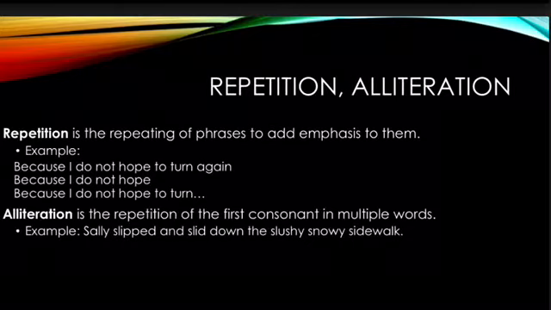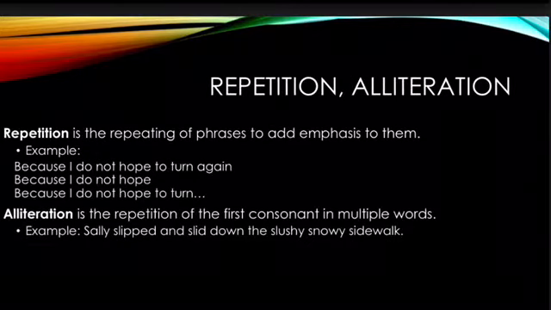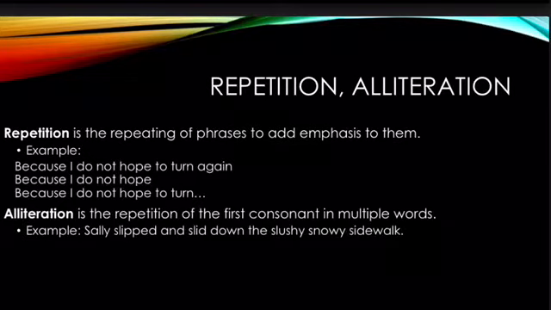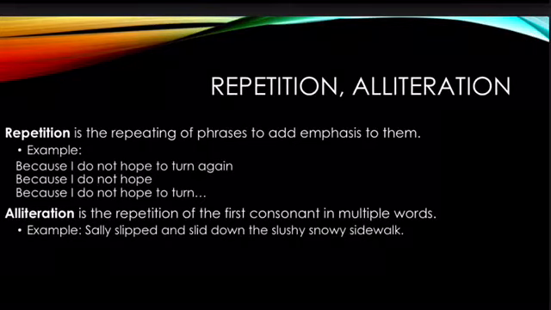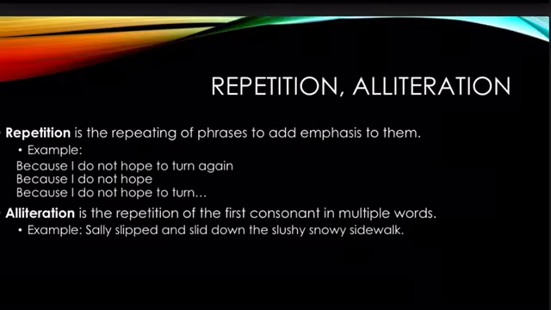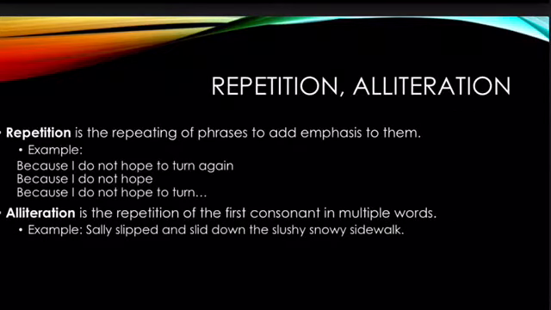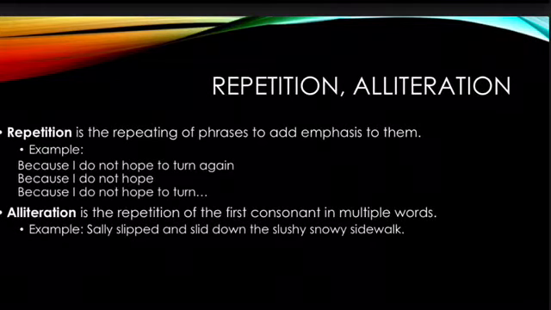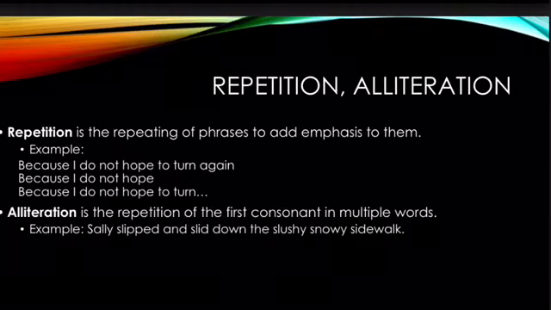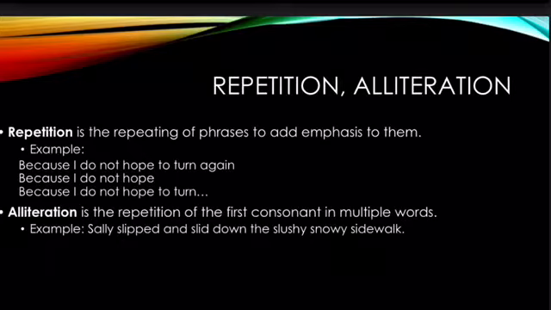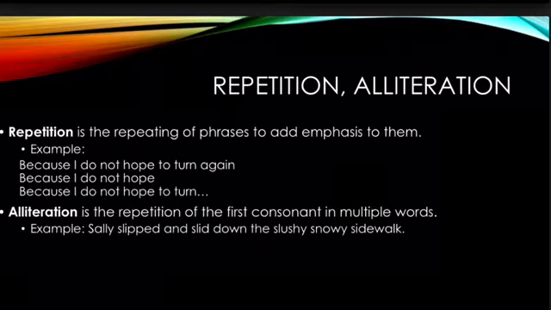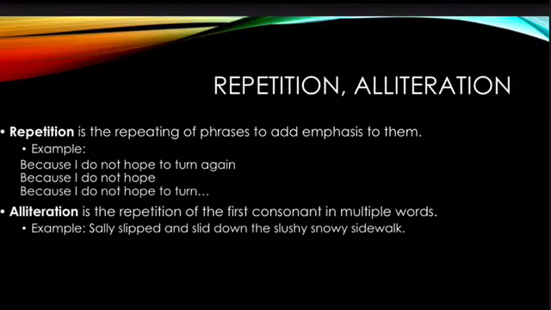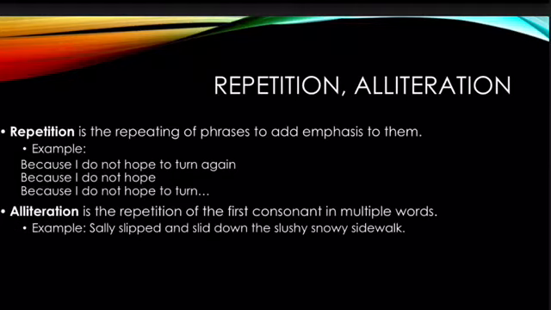An example is perhaps a poem that starts every line with the words, because I do not hope. Because I do not hope to turn again. Because I do not hope. And the repetition of the phrase, because I do not hope, really tries to emphasize the underlying meaning of the poem and give it a lot of depth. When words and phrases are repeated in literature, whether it is a novel, a short story, or a poem, it means that that phrase, idea, or word is very important to the author and should be given special importance to the reader as well.